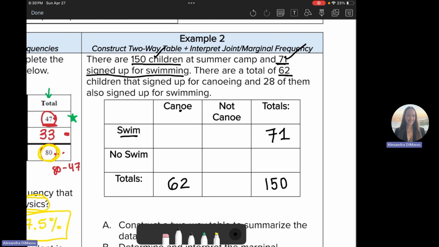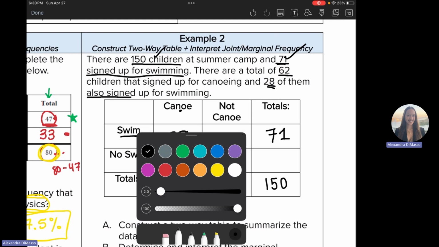And 28 of these 62 also signed up for swimming. So that is 28 right here, also signed up for swimming. So now this is where my puzzle kind of comes in, and this is where I'm doing a little bit of adding and subtracting.